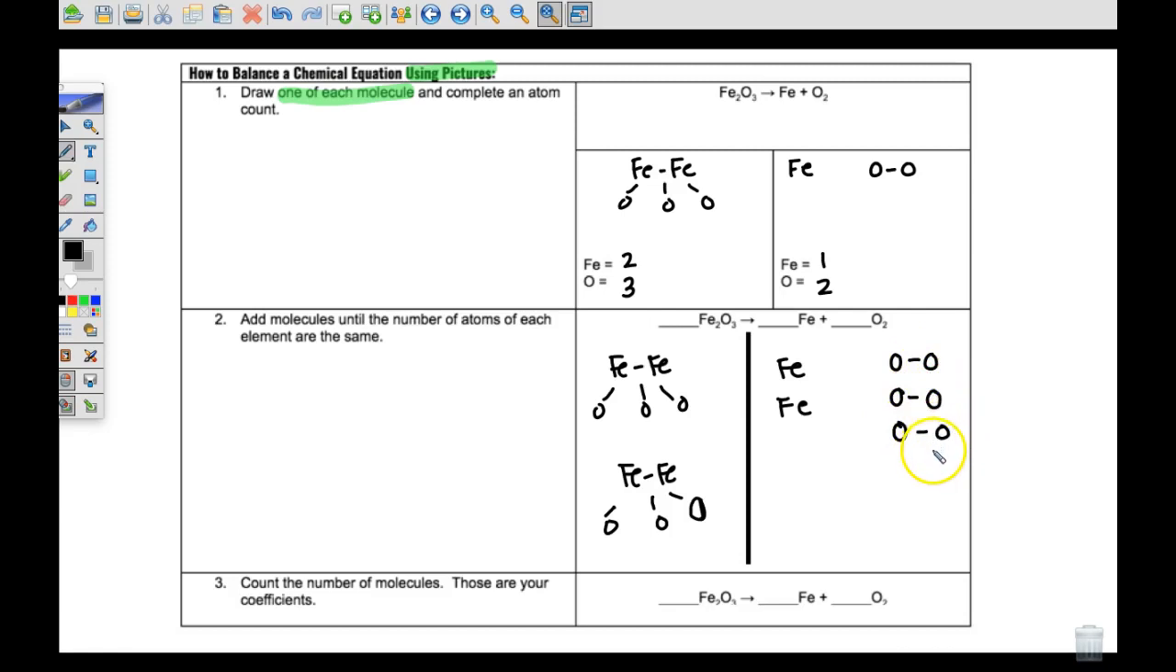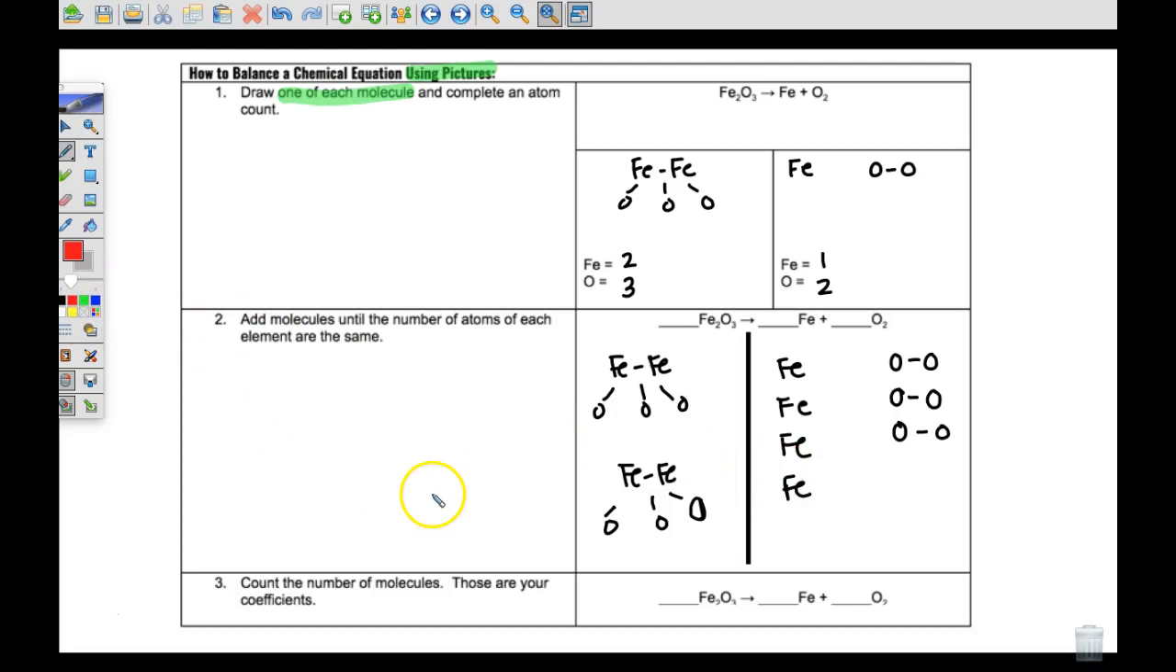So my oxygens are considered to be balanced because they're the same number of atoms on both sides of the arrow. But now I need to double check my irons, because before I only had 2, and because I added another molecule, now I have 1, 2, 3, 4 Fe atoms on the left. So now I have to add 2 more atoms of Fe on the right.